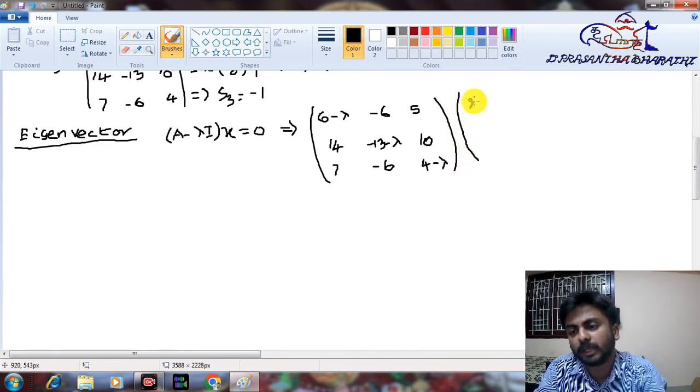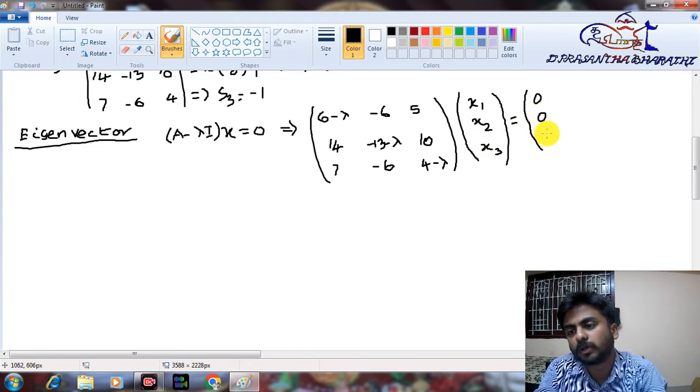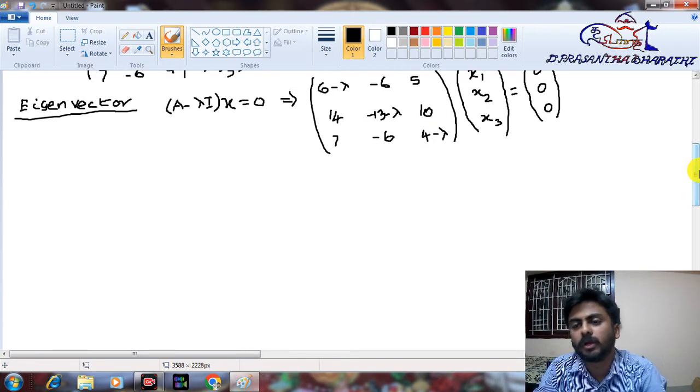This is our A minus lambda I into what will be our x? x will be x1, x2 and x3. That is equal to 0, 0, 0. We will have 3 zeros.